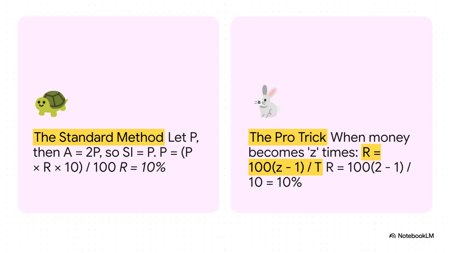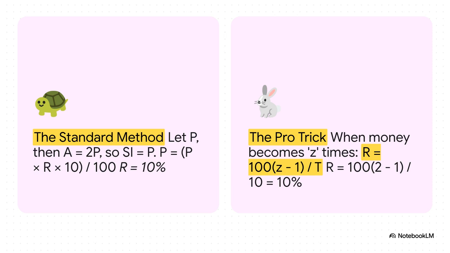Just look at the difference here. On the left, you've got the standard way. It works, sure, but look at all those steps, all that algebra. Now look at the right, the pro trick. Anytime money becomes z times bigger, the rate is just 100 times (z minus 1), divided by the time. In our problem, the money doubles, so z is 2. That means it's just 100 times (2 minus 1) divided by 10. And boom, the answer is 10%.